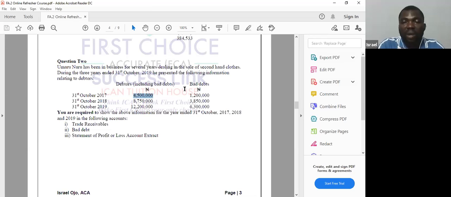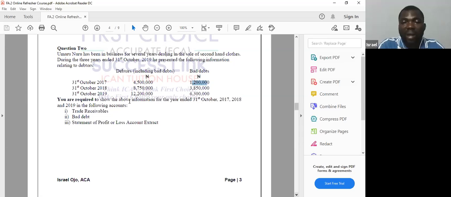If that's the case, then the bad debt of 1.2 million here will be used to deduct. So you credit your trade receivable with 1.2 and debit your bad debt with 1.2. After that, you close all your financial statements. You write off your bad debt to the profit or loss account, while for your debtors account, the amount they're owing you at the end of the year, you have the figure there.